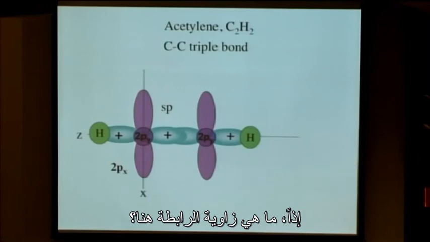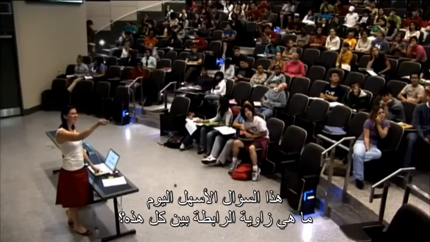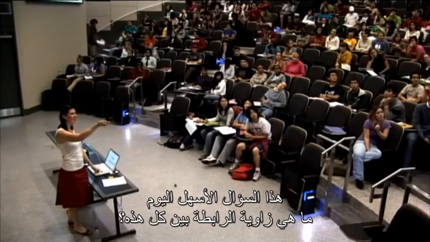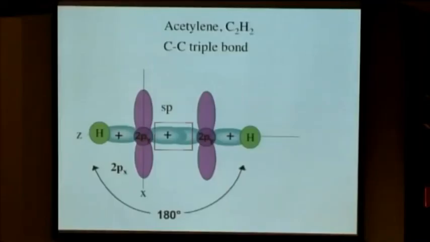So in acetylene, what is the bond angle here? This is the easiest question all day. What is the bond angle between all of these? Yep, great. So it's 180 degrees.